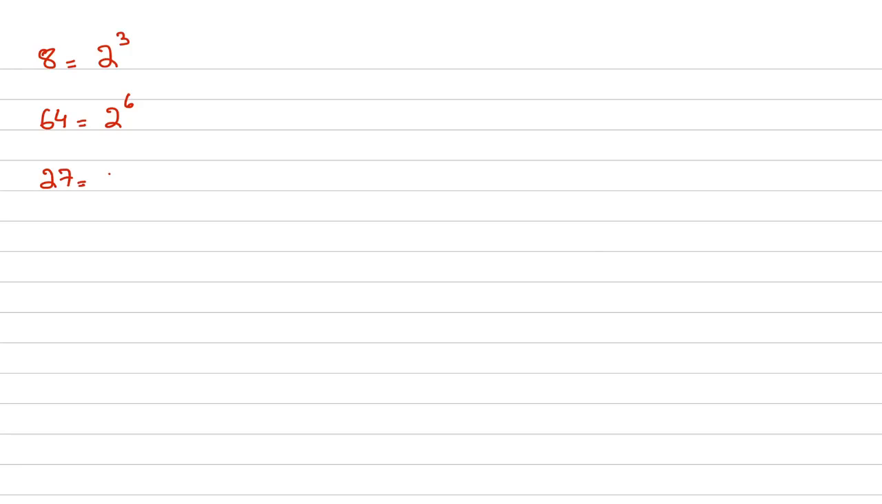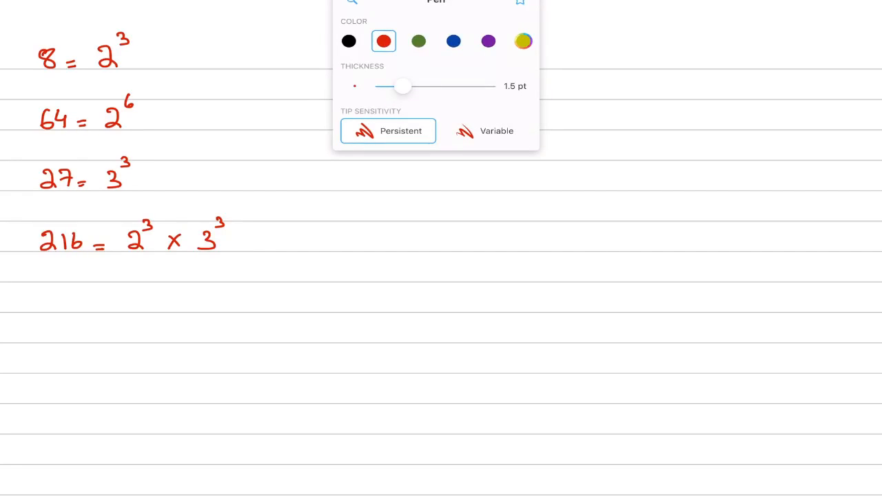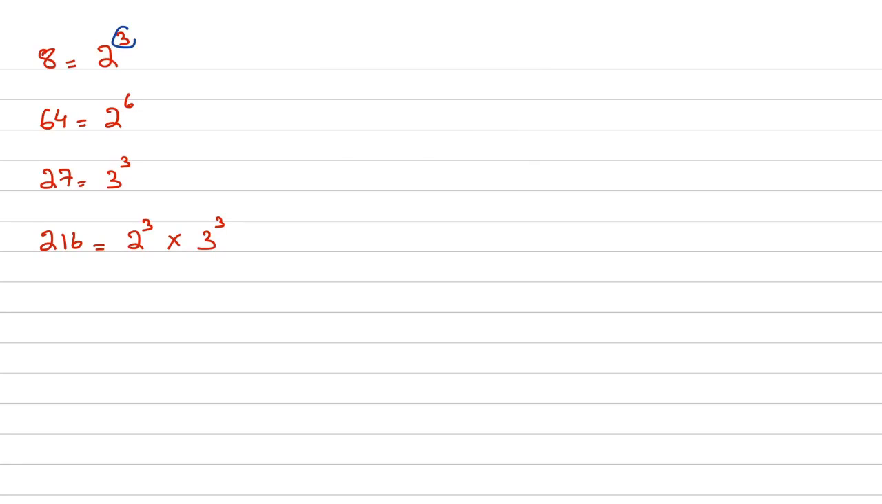27 is also a perfect cube. This will look like 3 power 3, and we have 216 is also a perfect cube. This will look like 2 cube times 3 cube. So you can see that the powers here are not always equal to 3. In fact, they are multiples of 3. 3 is a multiple of 3, 6 is a multiple of 3, 3 again a multiple of 3, and so on and so forth. So if I want to turn a number into a perfect cube, the powers should be multiples of 3. So let's write that down.